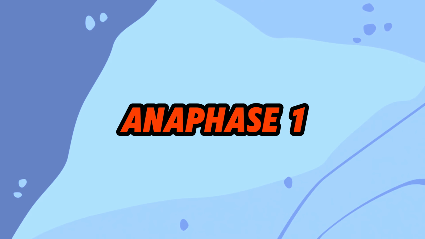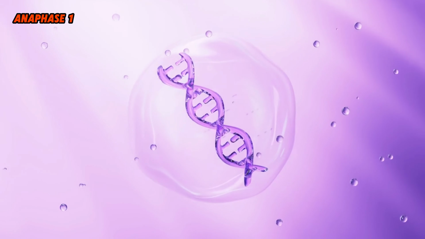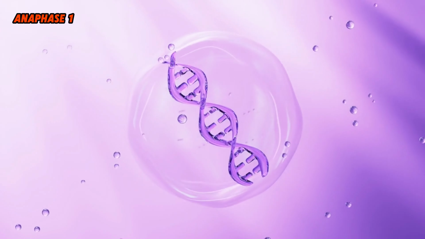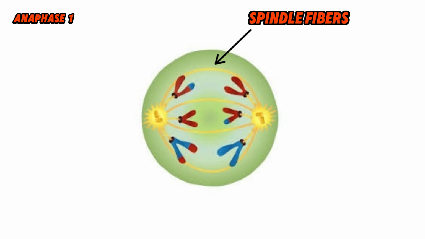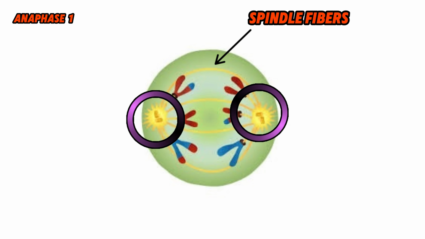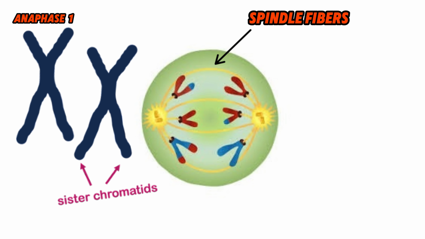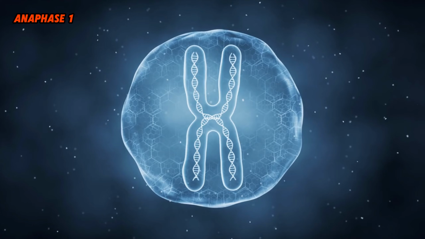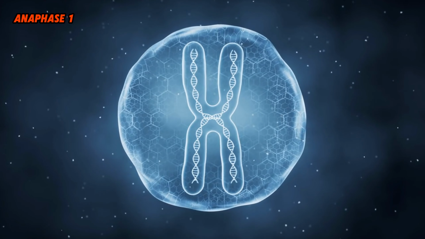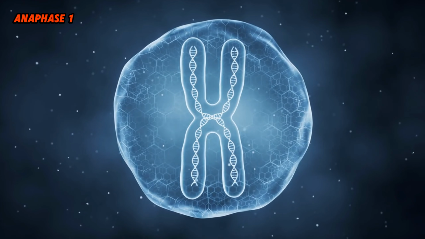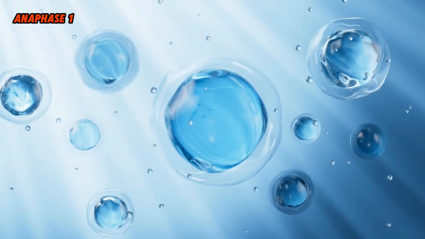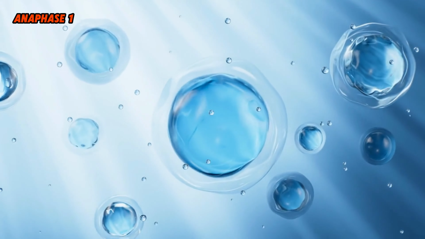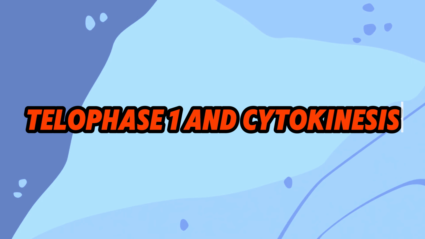Here comes the third phase of meiosis 1. We can call it pulling apart. In anaphase 1, the spindle fibers pull the pairs apart, moving them to opposite ends of the cell. Importantly, sister chromatids, which are the duplicated copies of each chromosome, remain together at this stage. This helps ensure that each new cell will have a mix of maternal and paternal chromosomes. Now, we're moving to the last phase of meiosis 1, which is telophase 1 and cytokinesis.